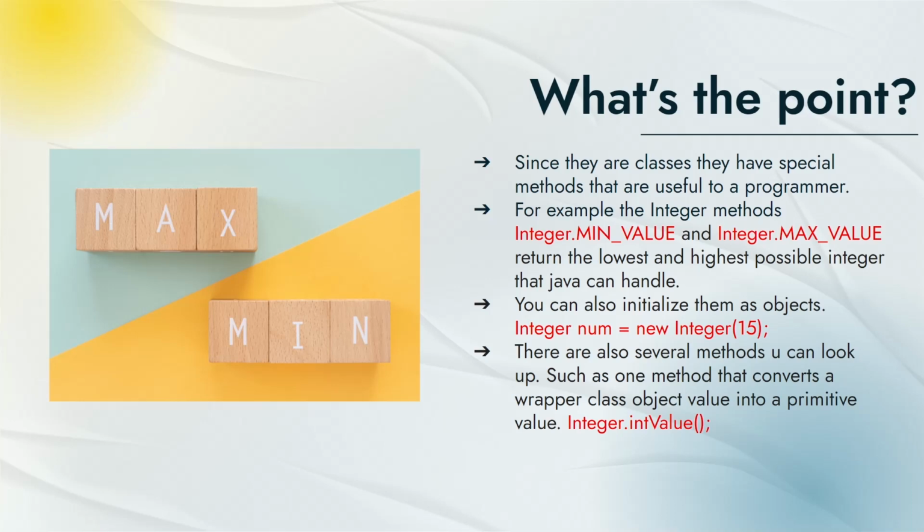There are also several methods. MIN_VALUE and MAX_VALUE are just two examples. Double, Boolean, all of those have several inbuilt methods. So one example is another Integer method which can convert a wrapper class into a primitive value, and this is the syntax for it, integer.intValue.